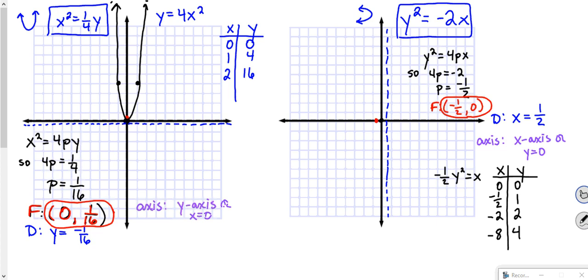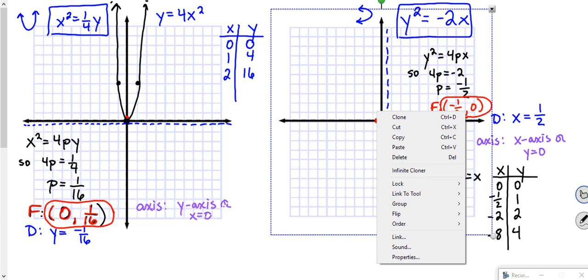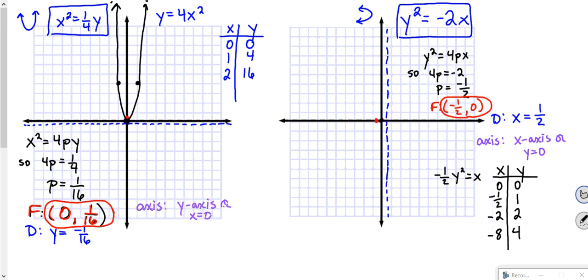So 0, 0, and then I've got the point negative 1/2, 1. So right here, and I'm going to have its counterpoint, negative 2, 2, and its counterpoint, and negative 8, 4. So this is going to be my parabola.